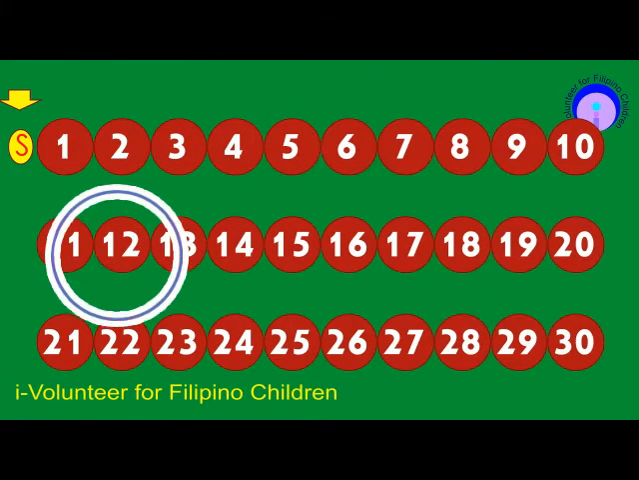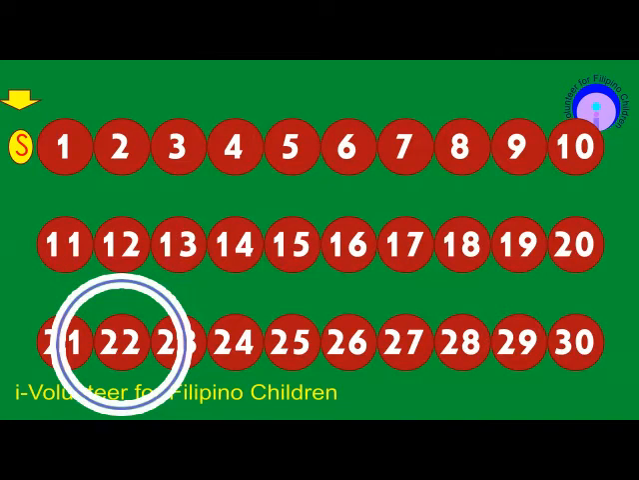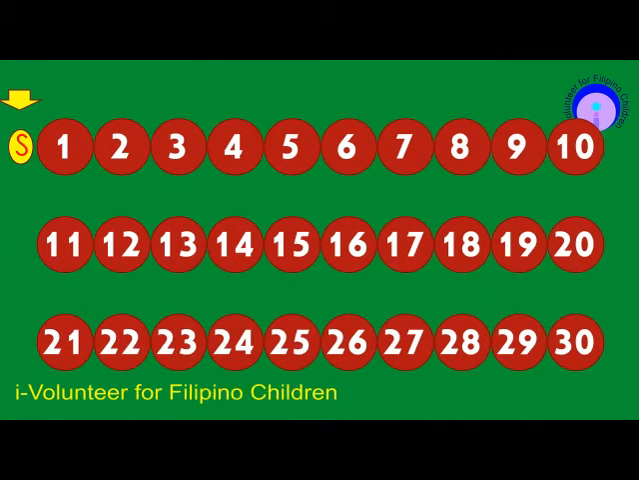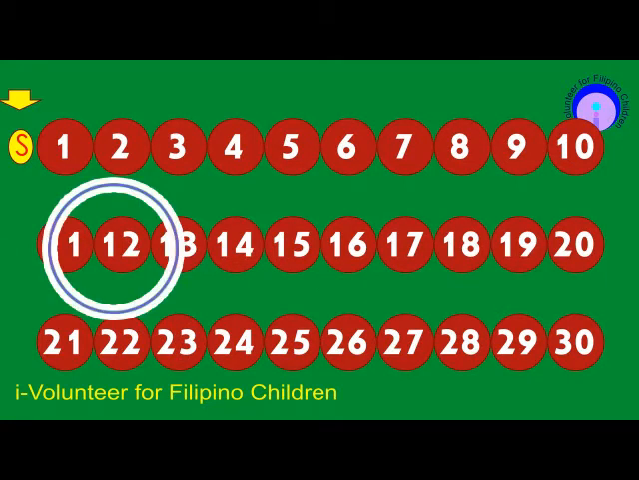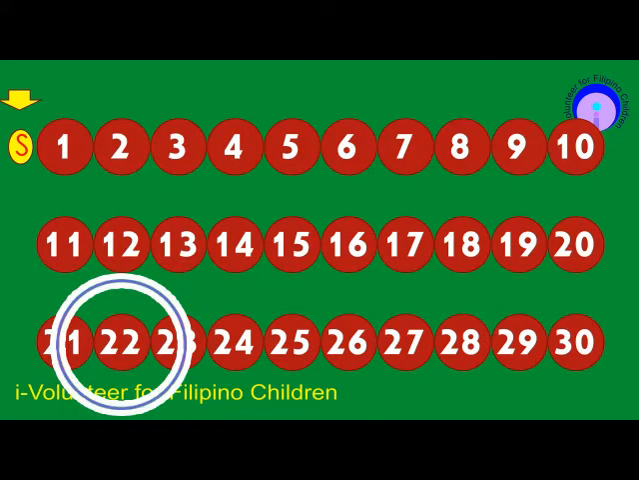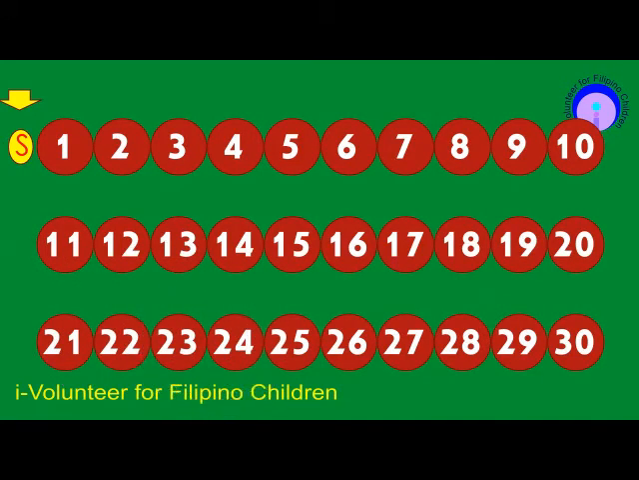12 plus 10 is equal to 22. Plus 2 is equal to 24. That easy. I repeat. 12 plus 10 is equal to 22. Plus 2 is equal to 24.